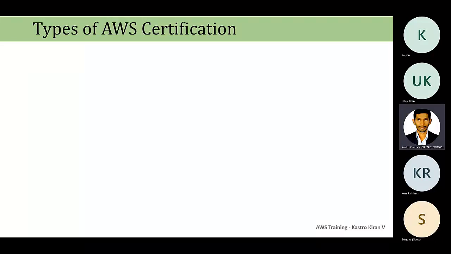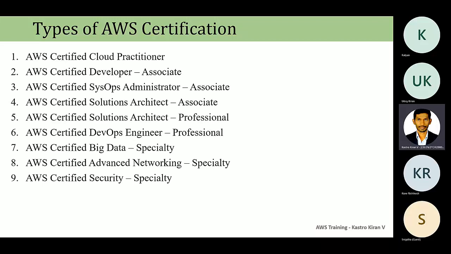Now let us see the different types of certifications provided by AWS. Based on the role or the level of learning in the AWS cloud, there are 9 different certifications available. The first one is called Cloud Practitioner, which is a beginner level. If I suggest going for any certification exam, I would suggest this one, AWS Cloud Practitioner.